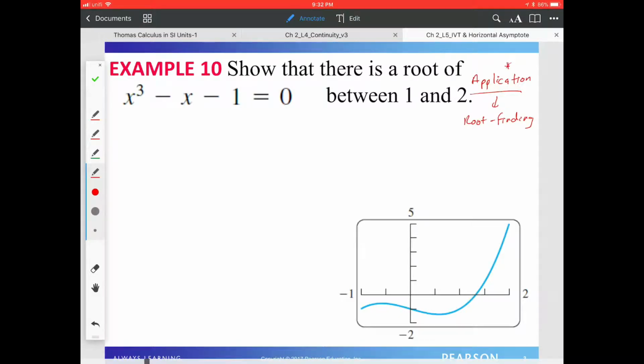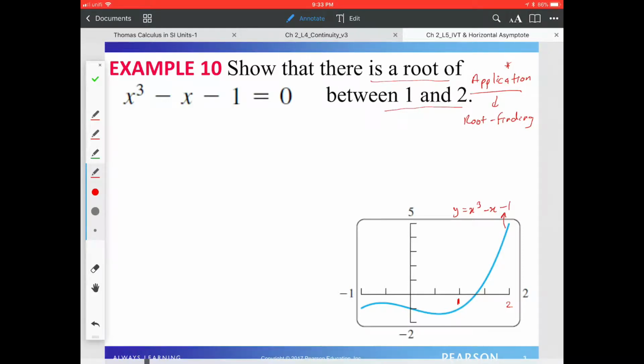For instance, consider example 10, which asks us to show that there is a root of x cubed minus x minus 1 equals 0 between 1 and 2. It already gives us the answer that the root should lie between 1 and 2. If you consider this graph, according to scale, this is 1 and this is 2, and this is the curve, maybe y equals x cubed minus x minus 1.